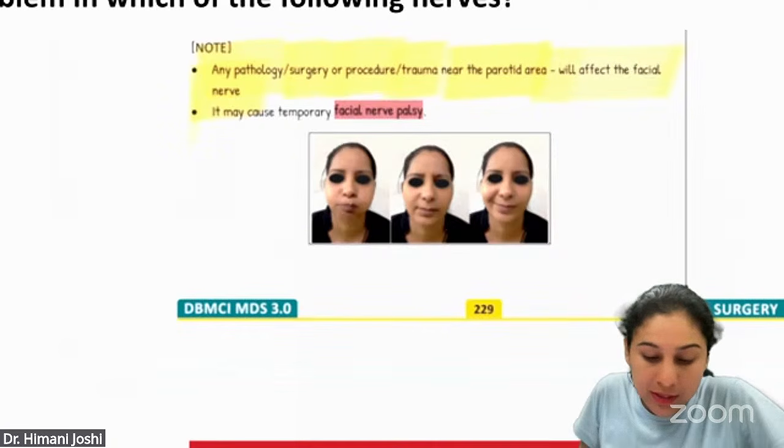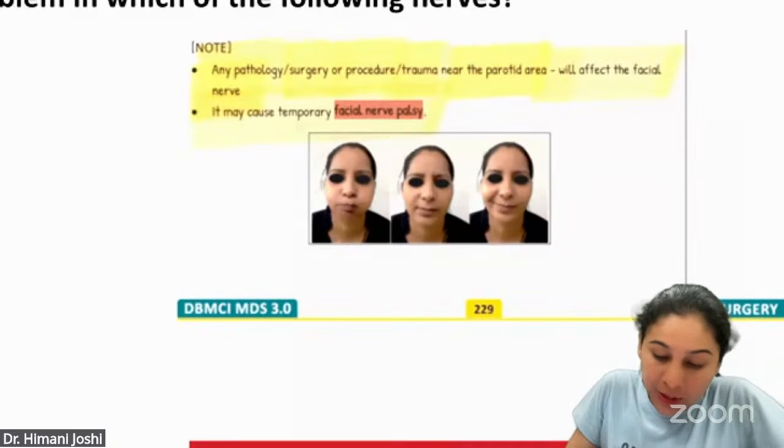All right, and it may cause a temporary facial nerve paralysis. You can see we have even used the exact image. This is actually one of my patients, which I have seen, but we have used this image in our notes, and a very similar image was there in the exam also, where you can see the nasolabial fold is present on one side and absent on one side.